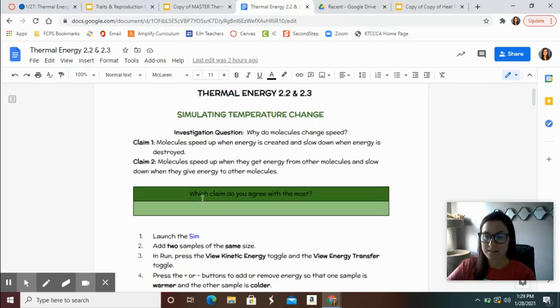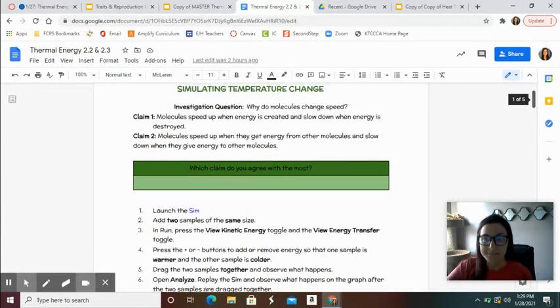We had a little discussion and decided that claim 2 was the better claim, because claim 1 is incorrect. You guys at this point should know that we can never destroy energy. It does not go away. It is just transferred somewhere else. So we talked about that.